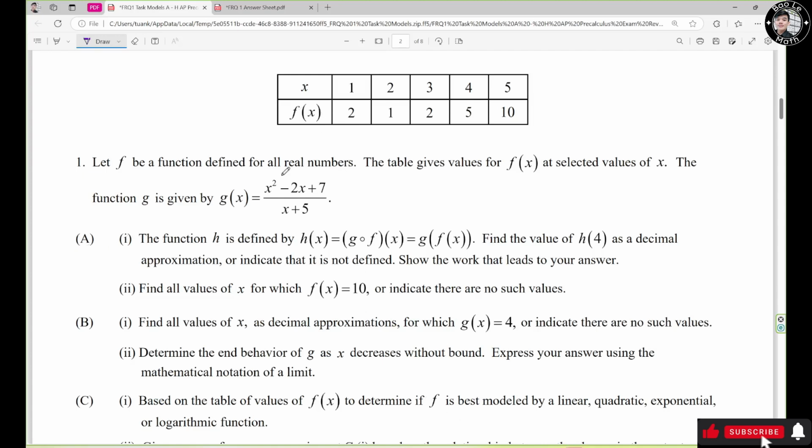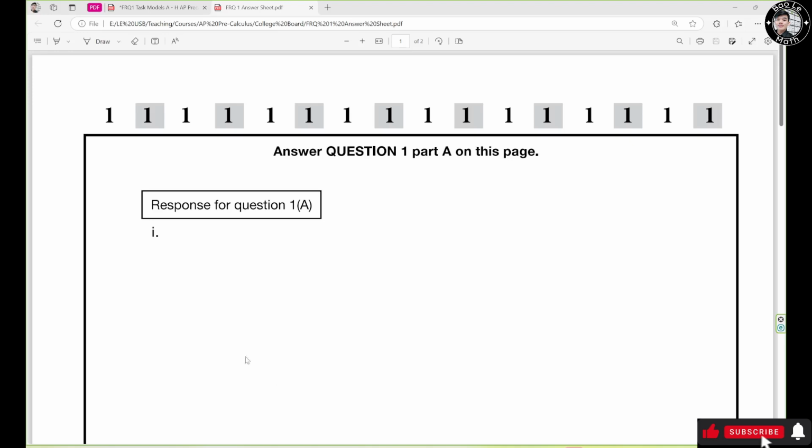Now, given the table and given the function g of s right here, the function h of s is the composite function g of f of s. We need to calculate h of 4. We have h of s equals g of f of s, so h of 4 is going to be g of f of 4.